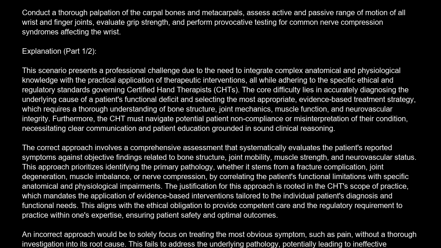This approach prioritizes identifying the primary pathology, whether it stems from a fracture complication, joint degeneration, muscle imbalance, or nerve compression, by correlating the patient's functional limitations with specific anatomical and physiological impairments. The justification for this approach is rooted in the CHT's scope of practice, which mandates the application of evidence-based interventions tailored to the individual patient's diagnosis and functional needs. This aligns with the ethical obligation to provide competent care and the regulatory requirement to practice within one's expertise, ensuring patient safety and optimal outcomes.